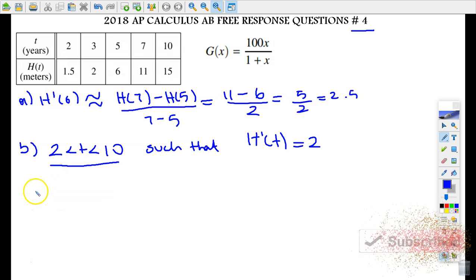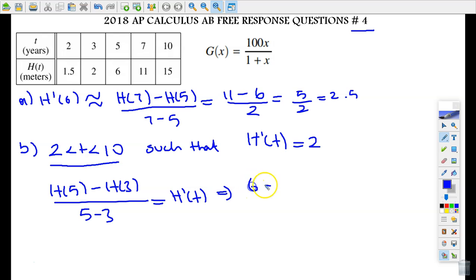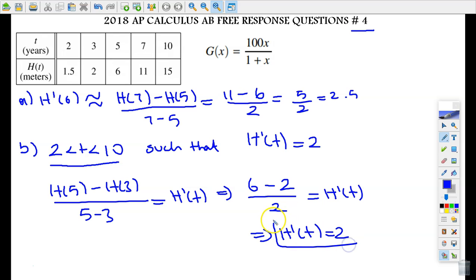So if we apply the mean value theorem for t equals 3 years and t equals 5 years, the average rate of change will be h of 5 minus h of 3 divided by 5 minus 3, and the instantaneous rate of change will be h prime t. From the table, h of 5 is 6 minus h of 3 which is 2, divided by 5 minus 3, which is 2, equals h prime t. So 6 minus 2 is 4, divided by 2 is 2. So h prime t is equal to 2.